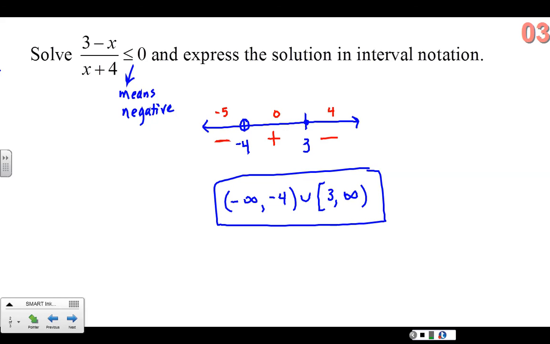Remember, we cannot equal negative 4 because negative 4 would make the denominator of your expression 0, and that is undefined. So take that into consideration when you're writing the interval notation for these inequalities.